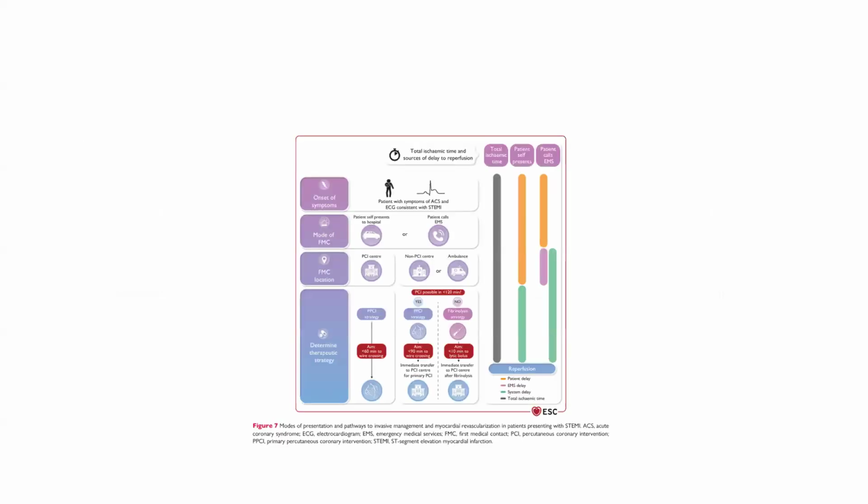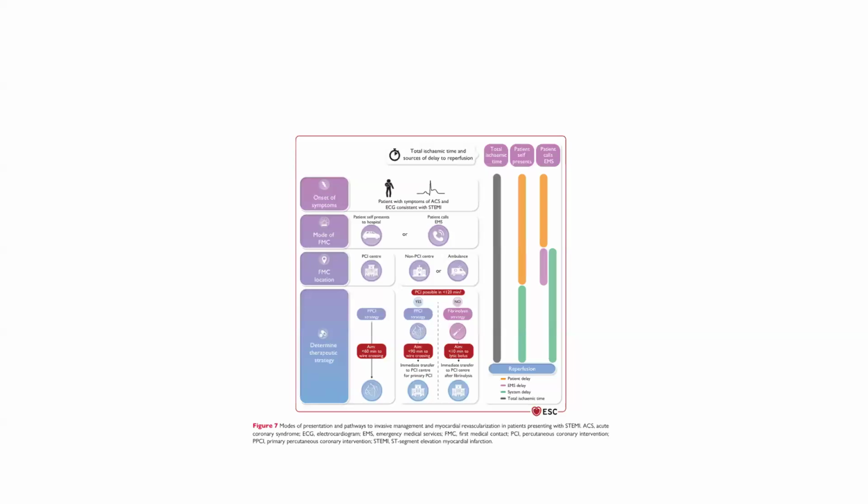So this is the presentation pathway, which indicates the pathway to invasive management and myocardial revascularization. If the patient presents with symptoms suggestive of ACS and the ECG is consistent with STEMI, then the mode of first medical contact may be that the patient presents to the hospital by themselves, or calls the EMS. If the patient presents to a PCI center, the aim should be less than 60 minutes to wire crossing.